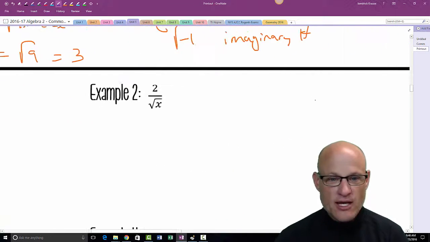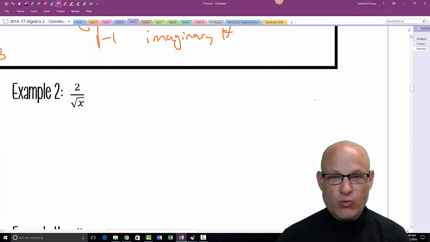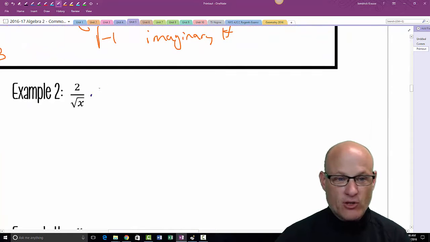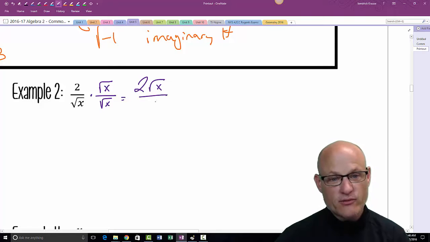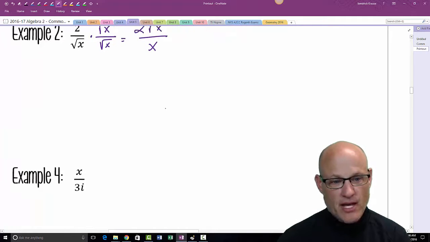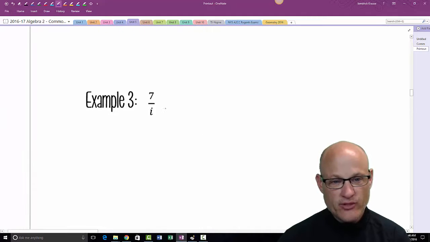Let's do example 2. All right, this time I want to get rid of radical x. So I'm simply going to multiply by radical x over radical x. And I get 2 radical x over, what is radical x times radical x? x. Done, kids.